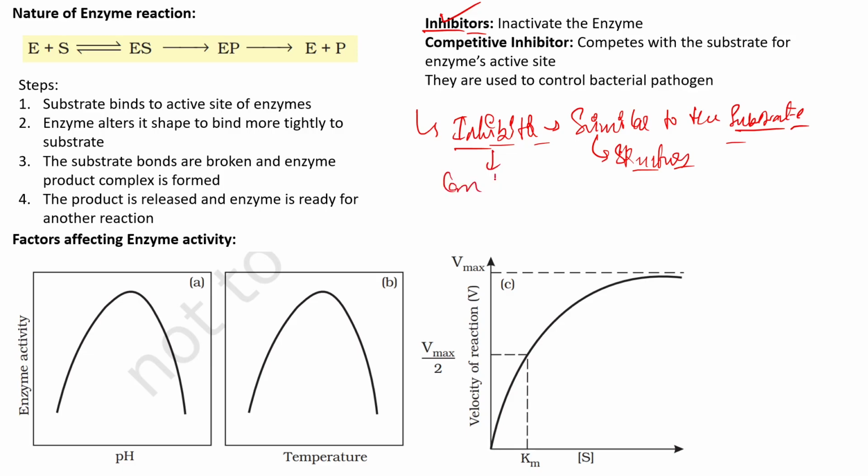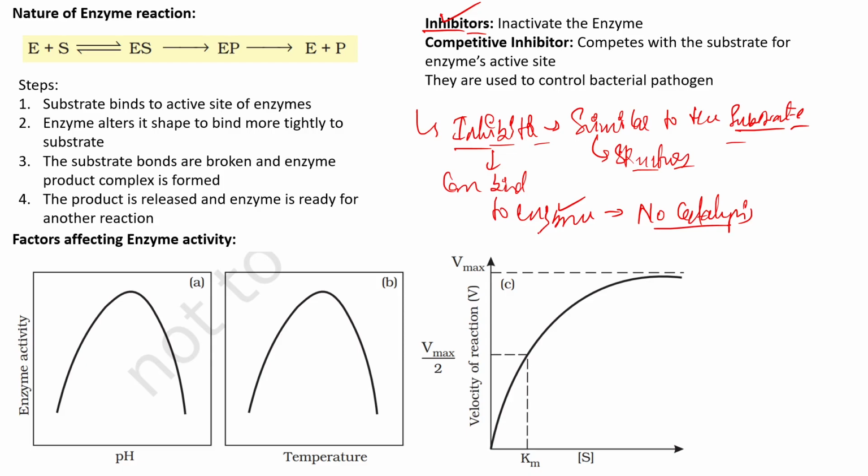They can bind to the enzyme. But after binding to the enzyme, there will be no catalysis. There will be no catalysis in the sense that the enzyme is actually inactivated. So inhibitors are important because they can inhibit the enzyme activity.